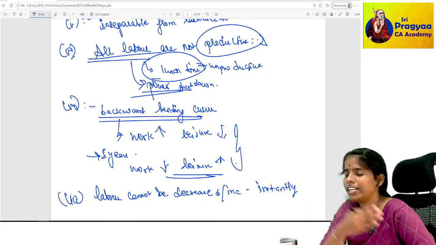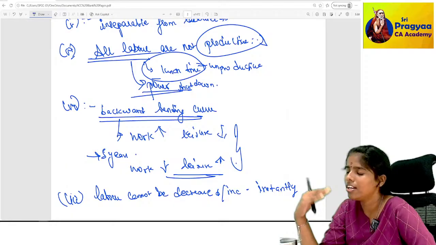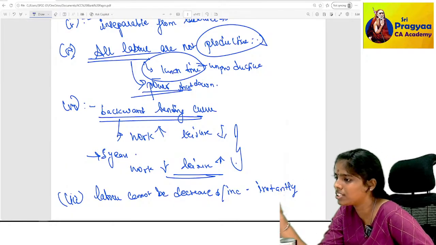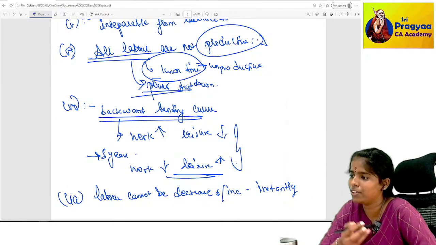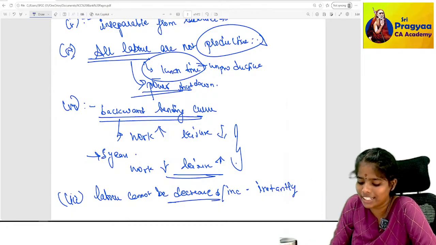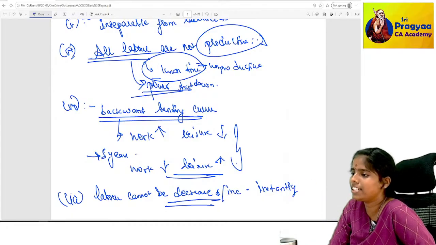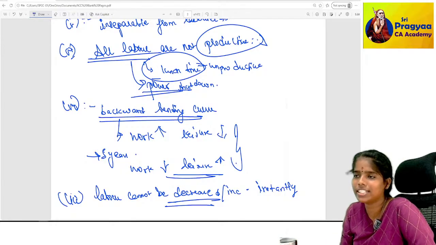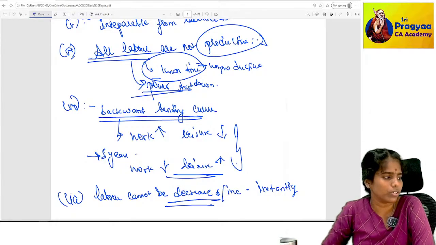If I let them go, work will not happen here. My production will slow down. So in that case I will have to give them prior notice, and I have to hire another person in their place. So increasing or decreasing labor is not an instantaneous process. It requires time. It requires certain processes to be carried out.